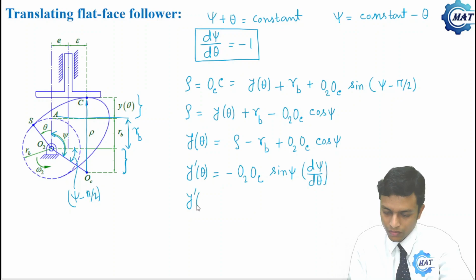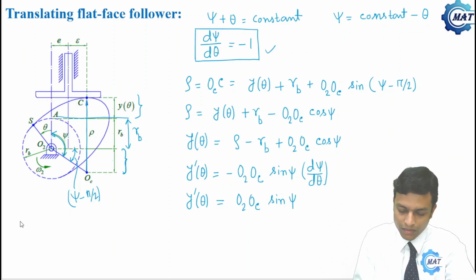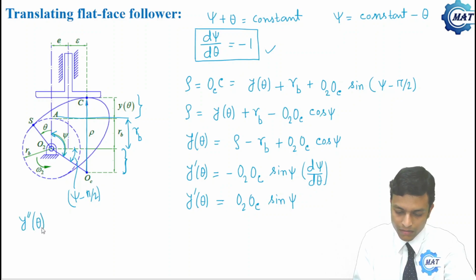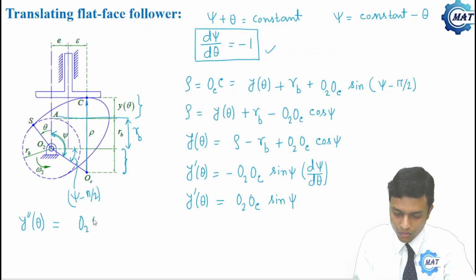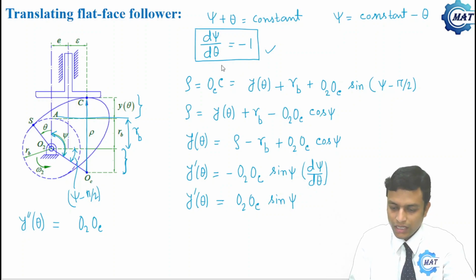That is y prime theta becomes d psi d theta is minus 1, so that becomes O2 OC sine of psi. Then what is second derivative of y? That is y double prime theta. That becomes O2 OC cos psi, d psi d theta is minus 1. So minus cos psi.